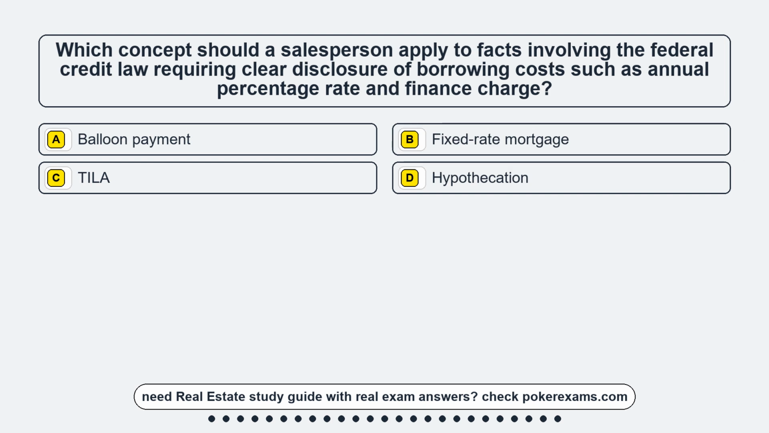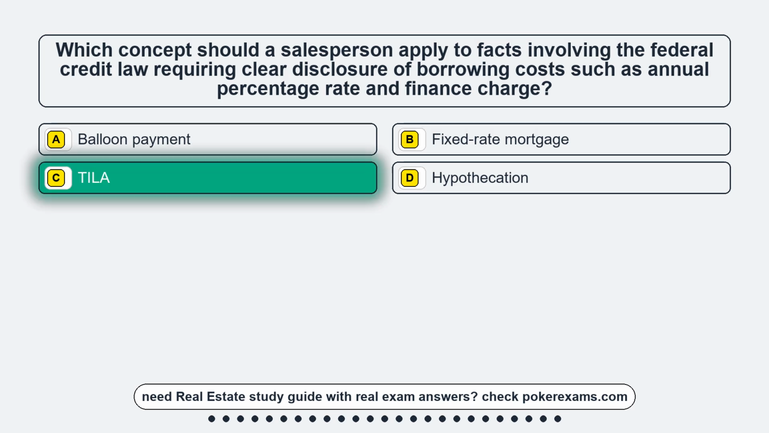Question 15. Which concept should a salesperson apply to facts involving the federal credit law requiring clear disclosure of borrowing costs such as annual percentage rate and finance charge? Option A, balloon payment. Option B, fixed-rate mortgage. Option C, TILA. Option D, hypothecation. The correct answer is option C, TILA.